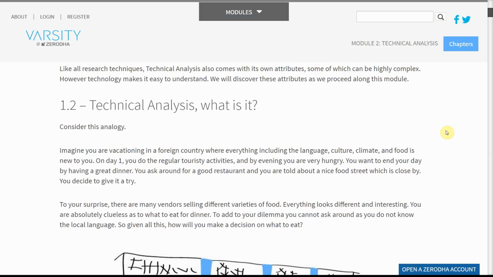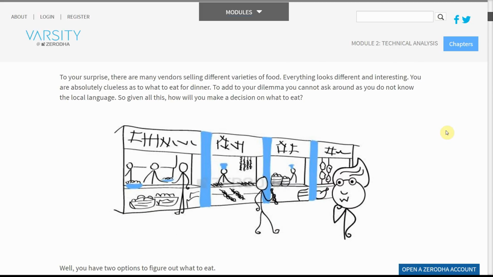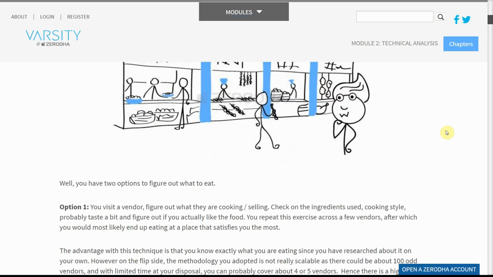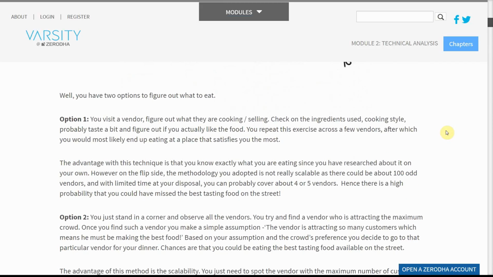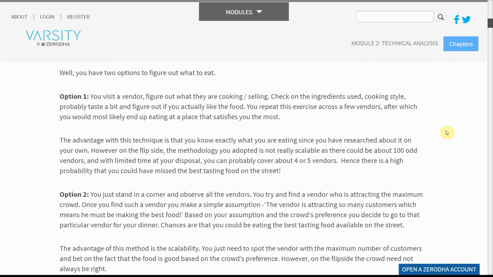Option 1. You visit a vendor. Figure out what they are cooking, selling. Check on the ingredients used, cooking style. Probably taste a bit and figure out if you actually like the food. You repeat this exercise across a few vendors, after which you would most likely end up eating at a place that satisfies you the most.